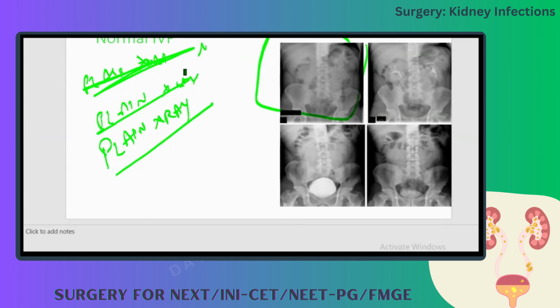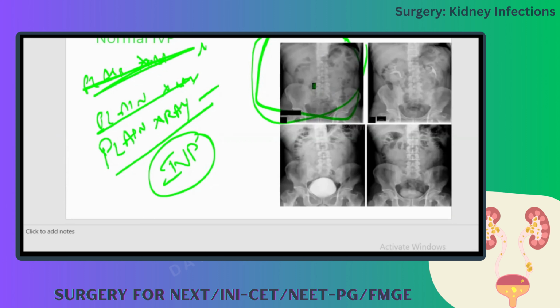Okay, plain X-ray. So this is the plain X-ray KUB. What is an IVP, intravenous pyelogram? Think and tell. IV, we are giving something through IV. We are giving a drug through IV, intravenous. Once we give the drug intravenously, what will happen? It will go into the kidney and get excreted into the bladder. So you take serial X-rays after giving contrast, that is IVP.